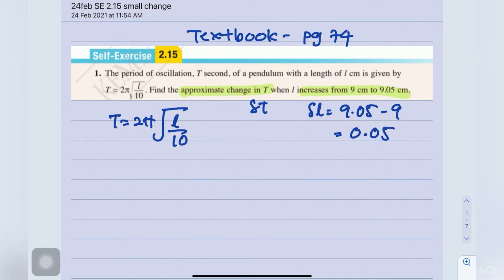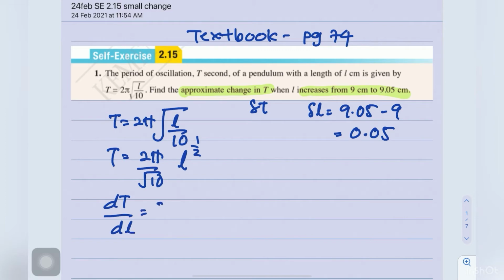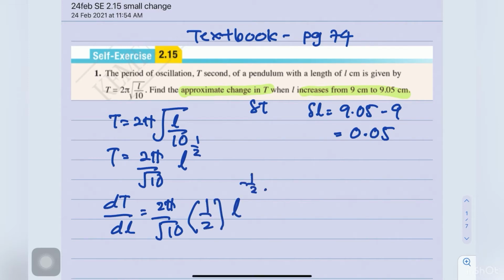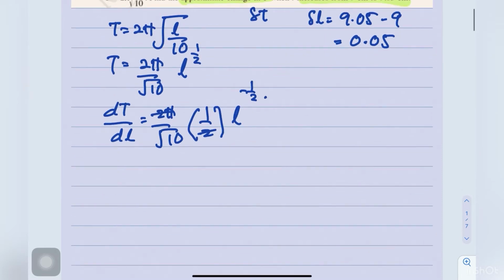Here we have T in terms of L. We try to differentiate, but before we differentiate, we simplify first. This becomes 2 pi over square root 10, times L to the power of 1 over 2. So then we differentiate T with respect to L. dT/dL equals 2 pi over square root 10, times 1 over 2 L to the power of negative 1 over 2. This we can simplify to pi over square root 10 times square root L, which is pi over square root 10L.